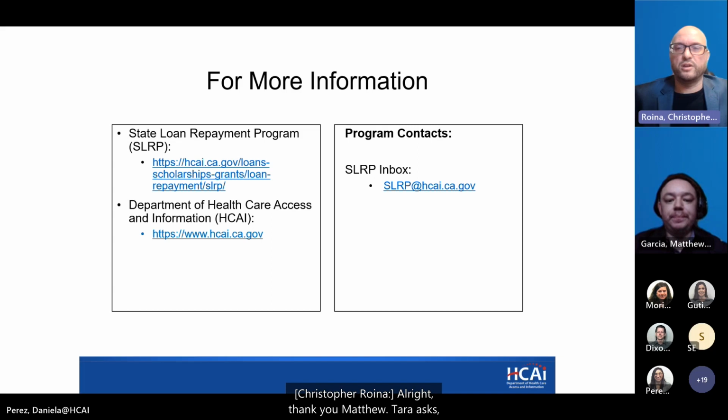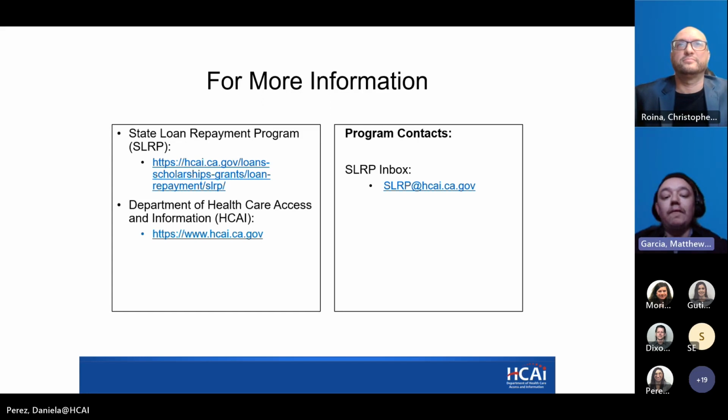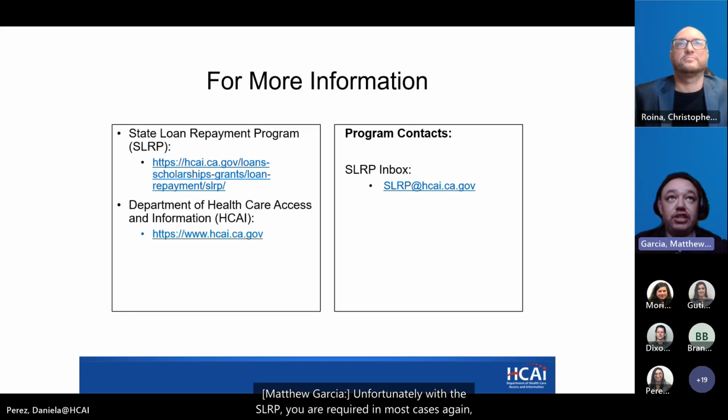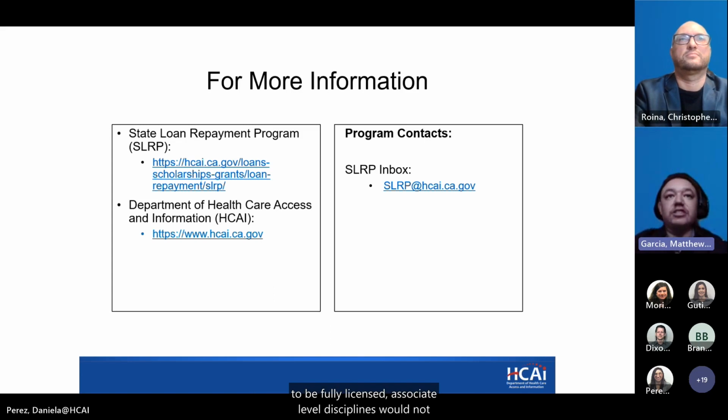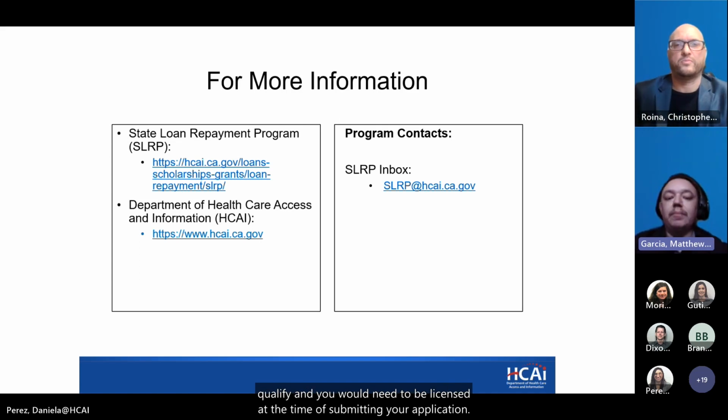All right, thank you, Matthew. Tara asks, do you have to be licensed to apply for this, or can you be an associate? Unfortunately, with the SLRP, you are required in most cases, again, to be fully licensed. Associate level disciplines would not qualify, and you would need to be licensed at the time of submitting your application.